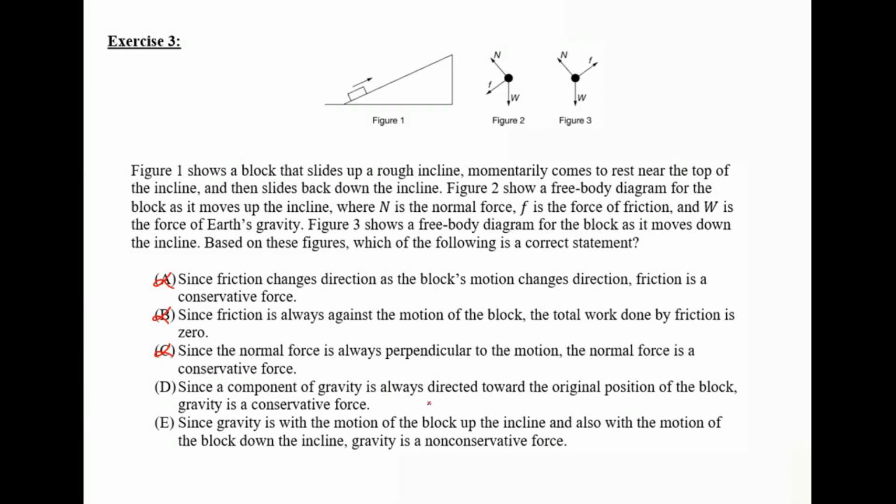Since the component of gravity is always directed toward the original position of the block, gravity is a conservative force. Yes, this is correct. Why? Because we know that for a conservative force, the direction of the force is always toward the least potential, and in this case it is down. And what about part E? They're saying that gravity is a non-conservative force. This is wrong.